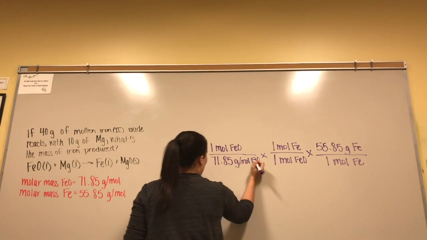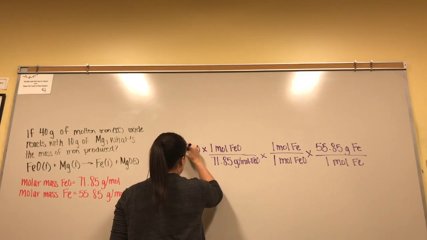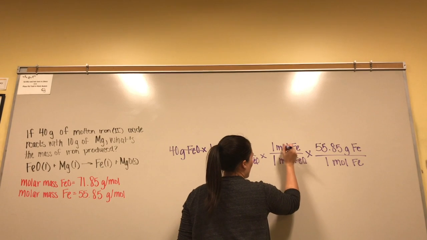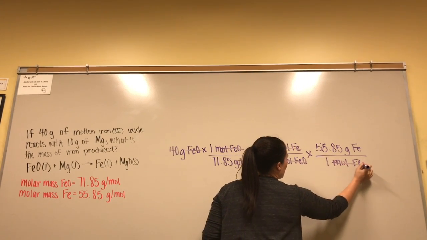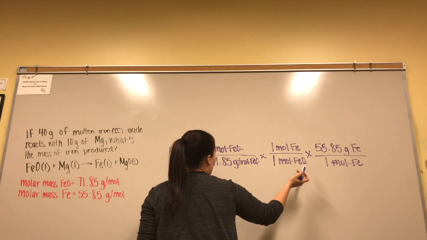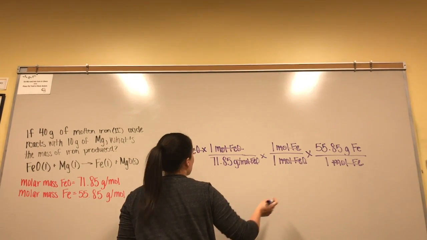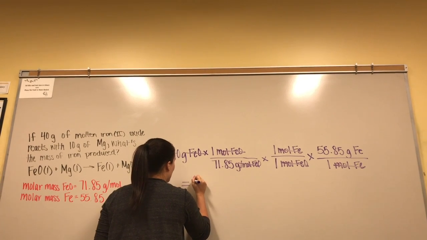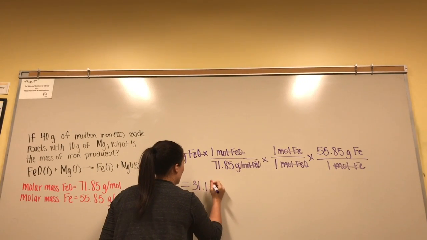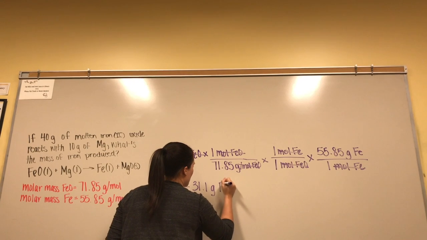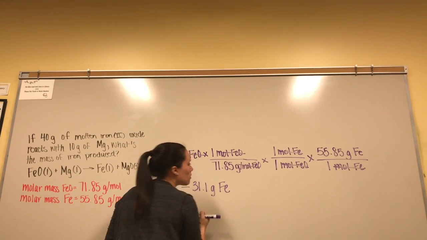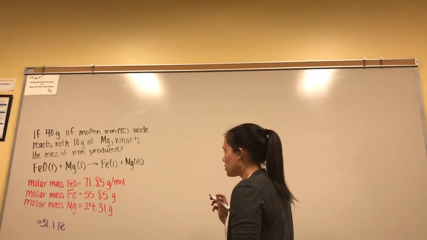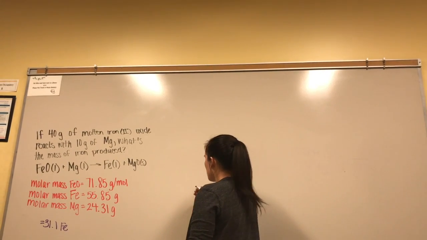And these will cancel out. Your moles of FeO will cancel out, and your moles of Fe will cancel out, so that you're left with the grams of Fe. So when you do this, you're left with 31.1 grams of Fe. Alright, so next you have to figure out how much iron is produced with the amount of magnesium given.